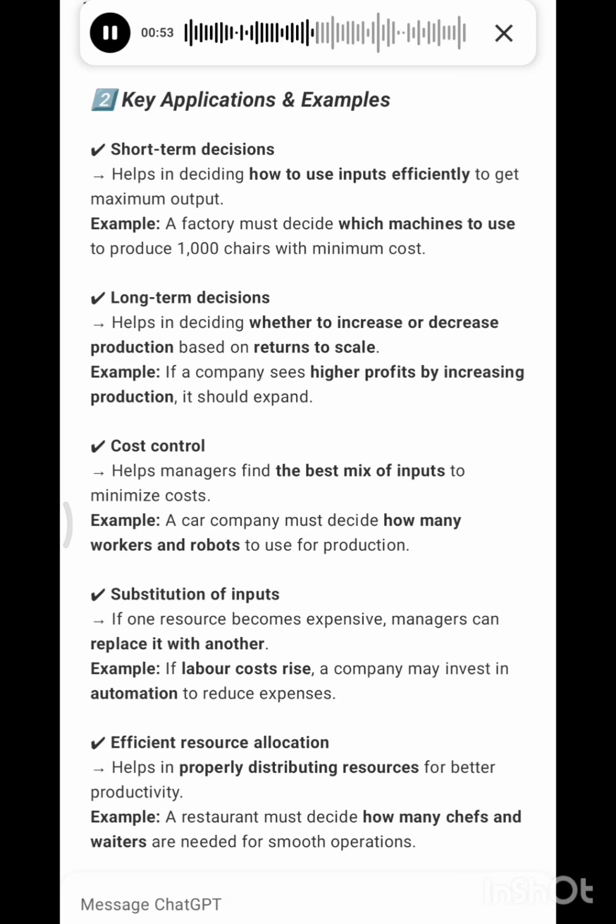Cost control. Helps managers find the best mix of inputs to minimize costs. Example, a car company must decide how many workers and robots to use for production. Substitution of inputs. If one resource becomes expensive, managers can replace it with another. Example, if labor costs rise, a company may invest in automation to reduce expenses. Efficient resource allocation helps in properly distributing resources for better productivity. Example, a restaurant must decide how many chefs and waiters are needed for smooth operations.